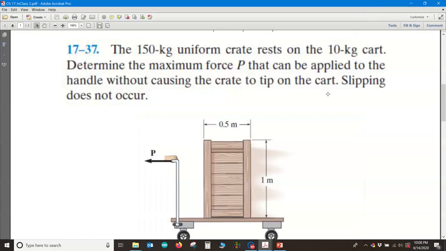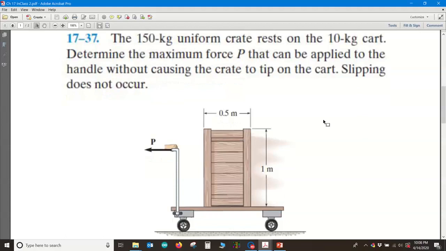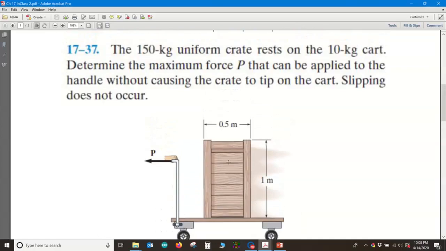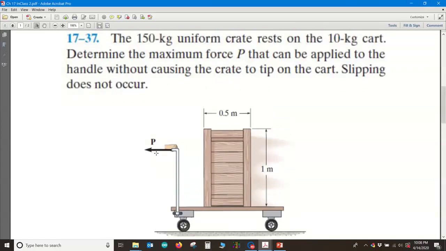Okay, next problem, 17.37. The 150 kilogram uniform crate rests on the 10 kilogram cart. Determine the maximum force P that can be applied to the handle without causing the crate to tip on the cart. Assume slipping does not occur. So this is also a problem of rectilinear translation. The cart has a mass of 10 kilograms. The crate is 150 kilograms. P is the applied force, and the block does not slip.